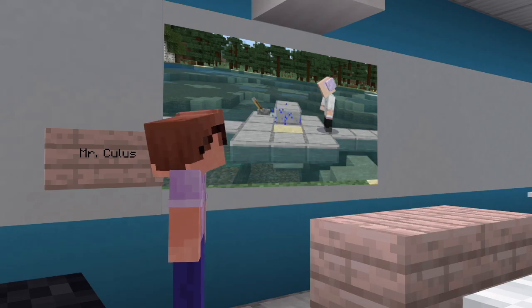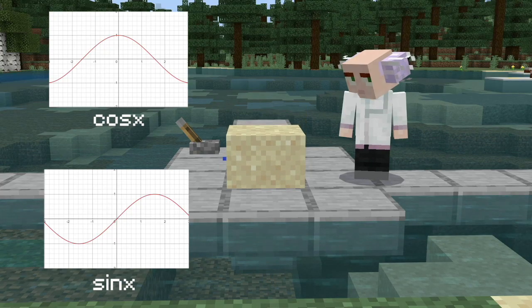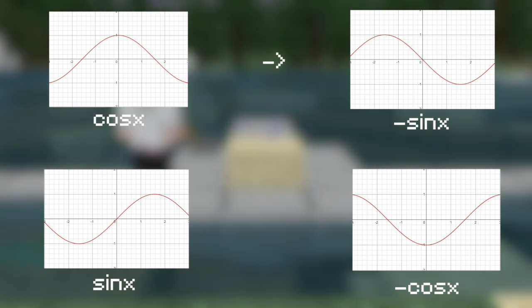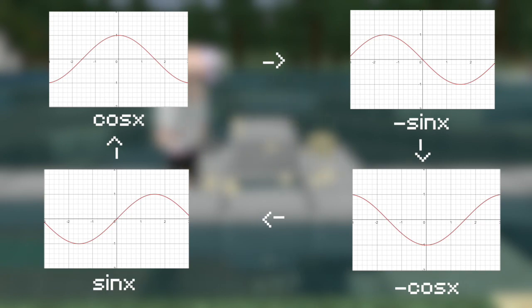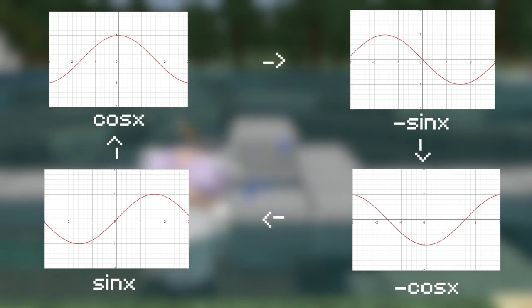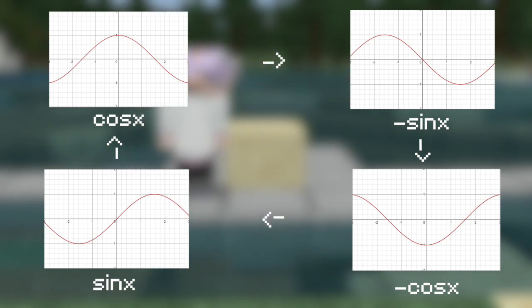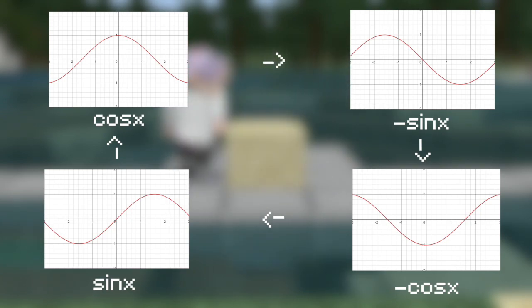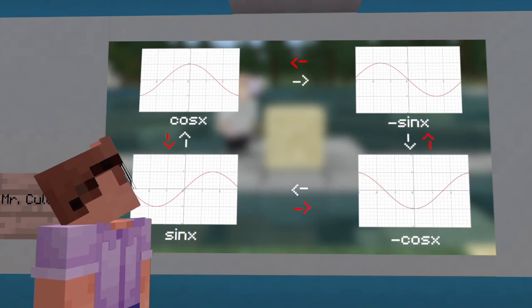Like other differentiable graphs, you can take the derivative of sine and cosine graphs. When we do this, you'll notice that the derivative of a cosine graph is just a negative sine graph. Sine and cosine have this special relationship where when you take the derivative of a sine, it's a cosine, and when you take the derivative of a cosine, it's a negative sine, and so on and so forth. This also works backwards with integrals.